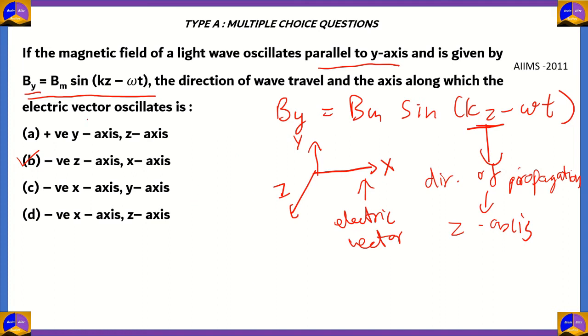And if you look at the other options, it says that wave travel is along the y-axis, which is incorrect. And in both C and D, it says the wave travels along the negative x-axis, but that is against the component that we get in By = Bm sin(kz − ωt). So options C and D are incorrect. The right answer is option B. The direction of wave travel is along the negative z-axis, and the axis along which the electric vector oscillates is along the x-axis.